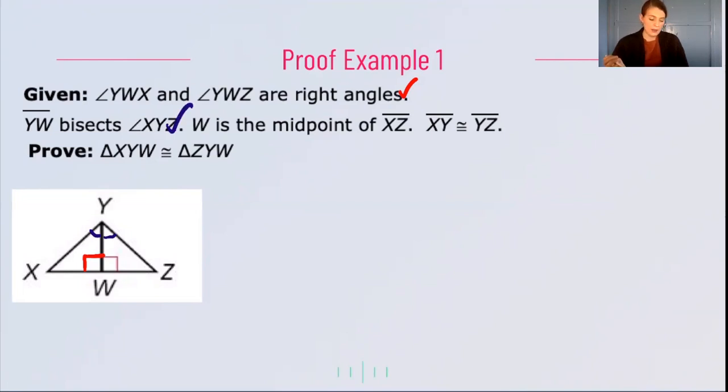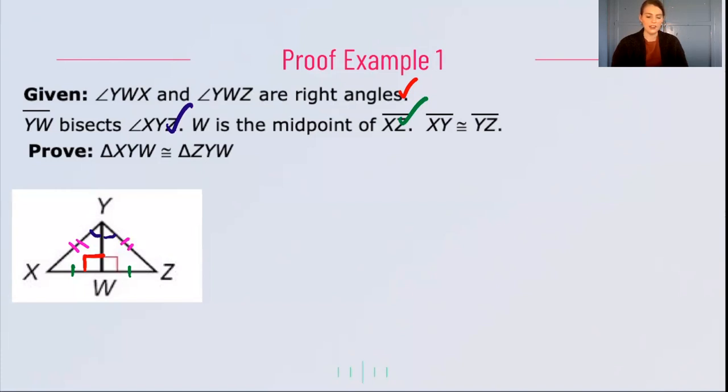Next, I have W as the midpoint of XZ. So midpoint means middle, which means that these two lengths are going to be congruent. And finally, I know that XY is congruent to YZ.